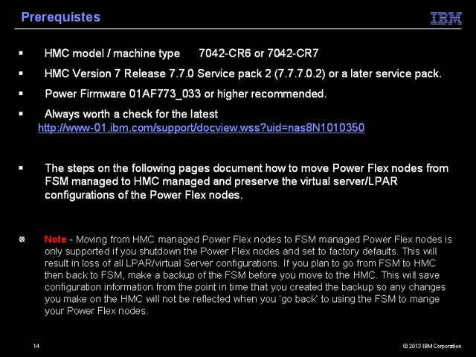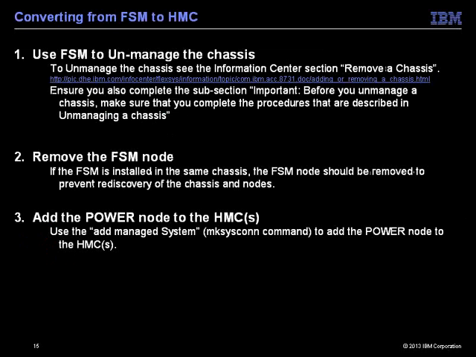And then that note there at the bottom is what we just talked about earlier on the previous chart, saying that while we can move from FSM to HMC, we're not going to do the reverse. So going from HMC managed back to FSM managed, the recommendation from support is that you restore to factory defaults through ASMI and then basically start from scratch. So we're going to go through and talk about each one of these steps: unmanaging the chassis, removing the FSM completely, and then going to the HMC and discovering our power nodes and managing the power compute nodes.